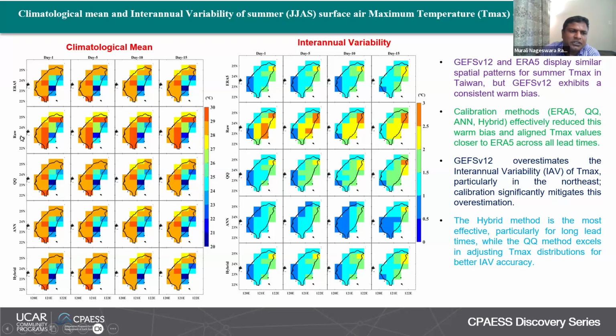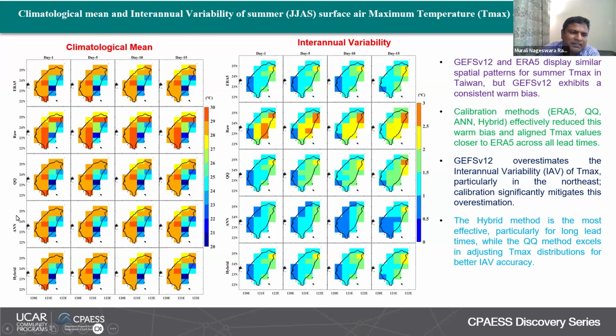When we look at the raw product, it is able to capture the spatial patterns similar to those depicted in the ERA 5 analysis for all the forecast lead times. However, there is a large warm bias in the central and southern region for all forecast lead times, while in the northwestern part there is a slight cold bias. Overall, it is a large warm bias.